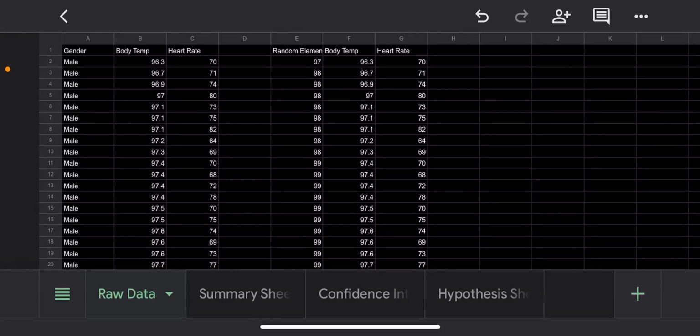Everybody, my name is Hannah and my project presentation is on the heart rate and body temperature dataset. My dataset originally had 130 values and my sample now has 30 values.